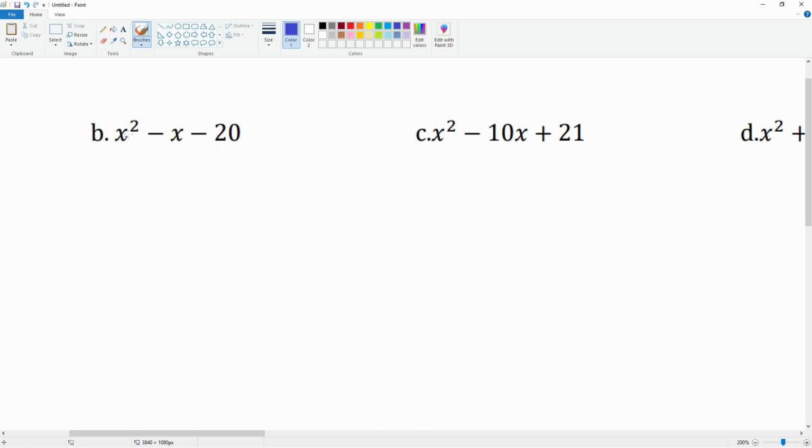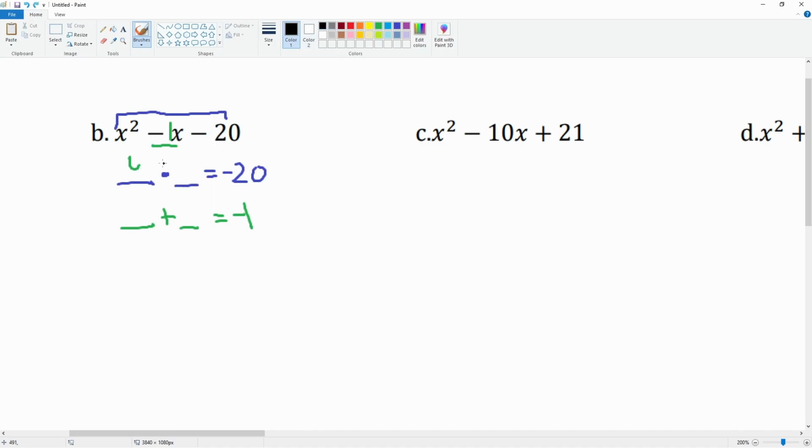We want to find two numbers that multiply to make 1 times negative 20. So two numbers that multiply to make negative 20, and that middle number here is negative 1, so they add up to negative 1. Let's see. 1 and 20, nope. 2 and 10, nope. 4 and 5 looks good.